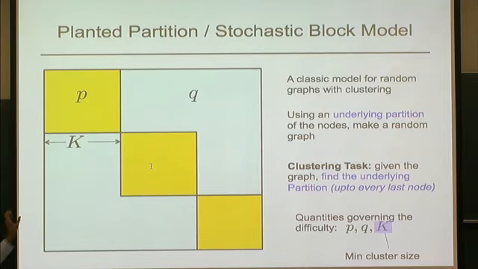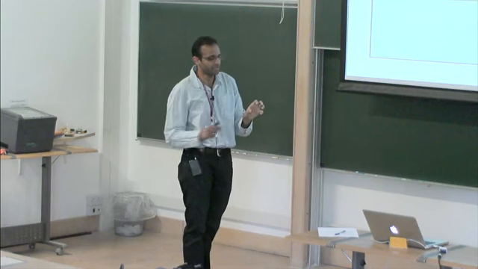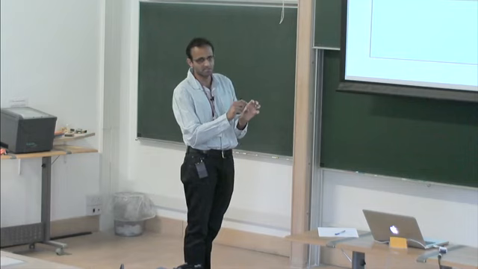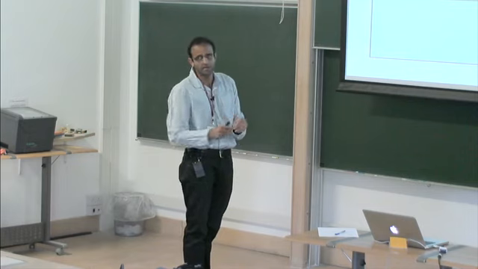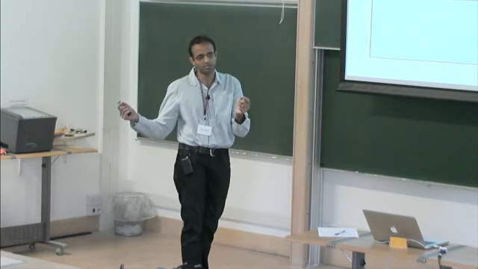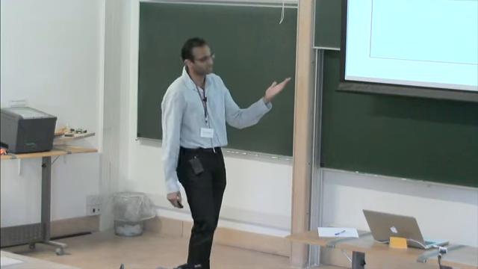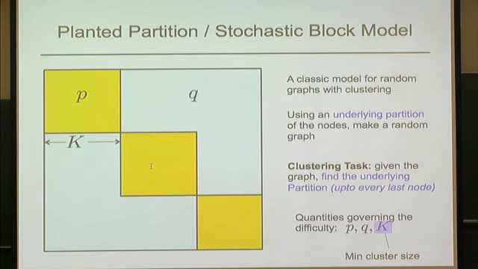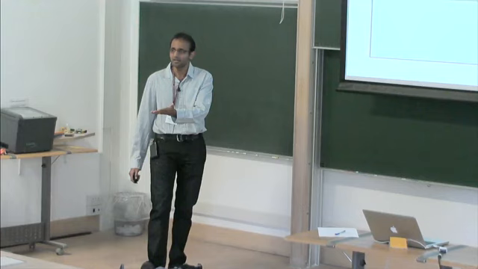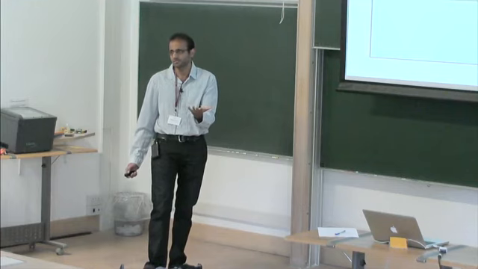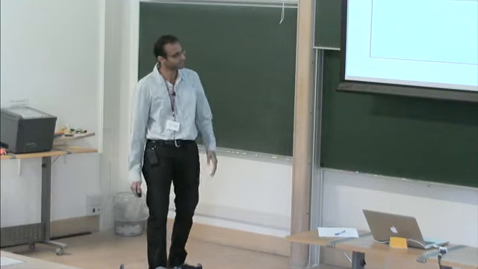Okay, so nodes are divided into partitions, and between any two nodes in the same partition there is a probability p of there being an edge, and between any two nodes in different partitions there is a probability q, and p is bigger than q. The random graph is given to you, and you have to find the underlying partitions. So that's the clustering task.